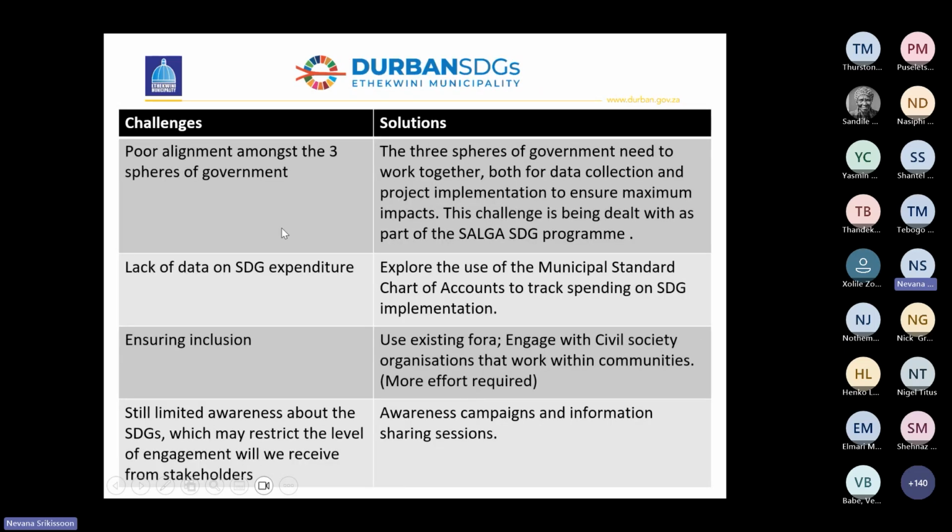There was initially poor alignment amongst the 3 levels of government, colleagues. I must say that as part of the SDG program phase 1, a lot of those issues are being dealt with, where the reporting and the data from the local level is now feeding into provincial and national level. So there's been progress there.